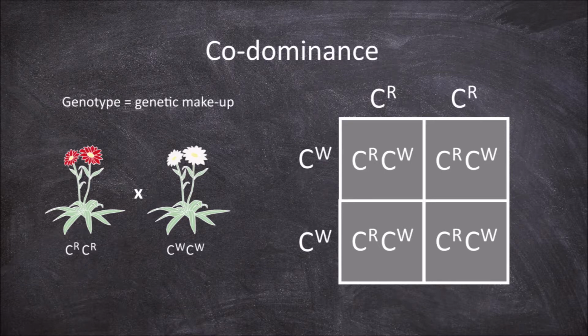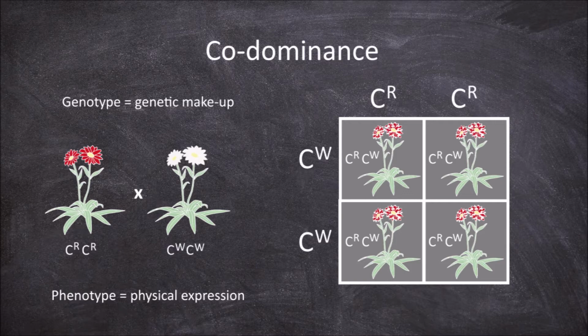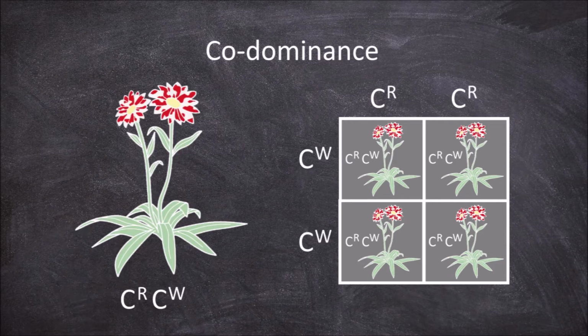This is the genotype, but what is the phenotype of a heterozygous plant when the alleles are codominant? Phenotype refers to the physical expression. These individuals express both variants of this trait. The plants with the heterozygous CR-CW alleles would have flowers that are both red and white.